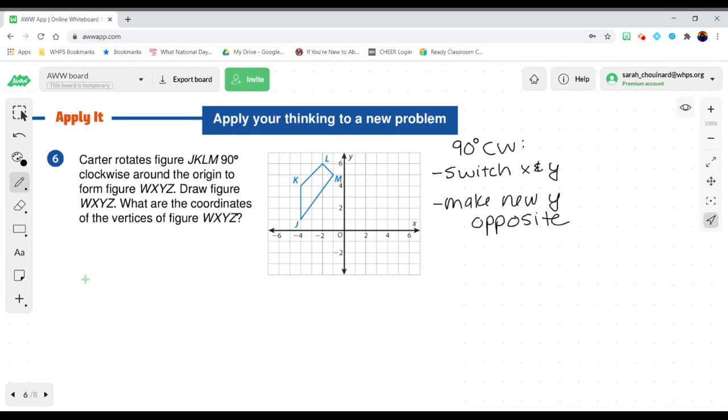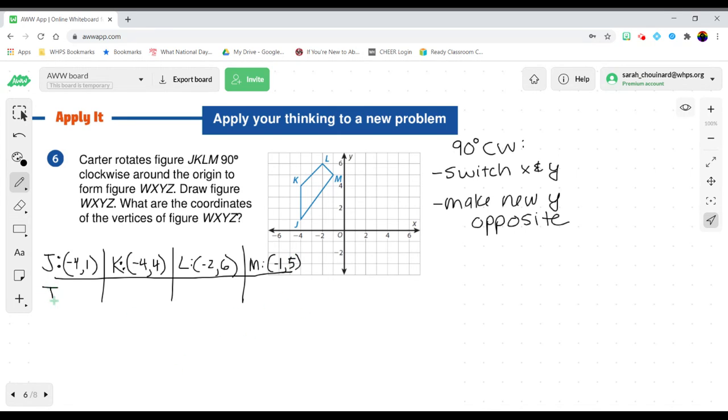Okay, so to do this, I would like for you to first start by writing down the coordinates of the pre-image. So we're going to make a table, just like we had on the last page. The coordinates for J are -4, 1. For K, -4, 4. For L, -2, 6. And for M, -1, 5.